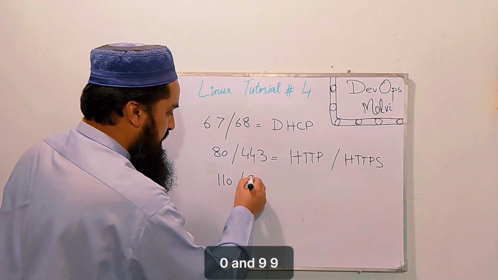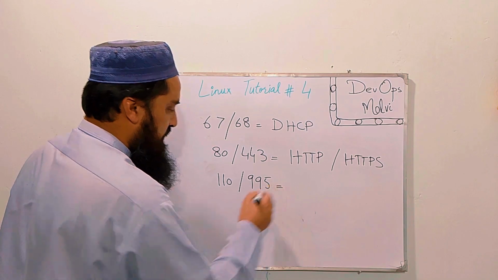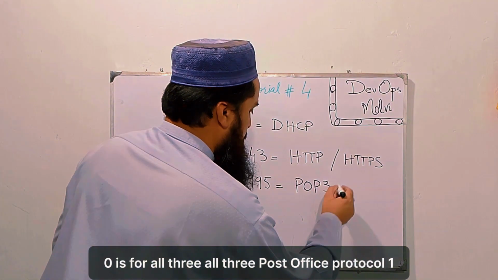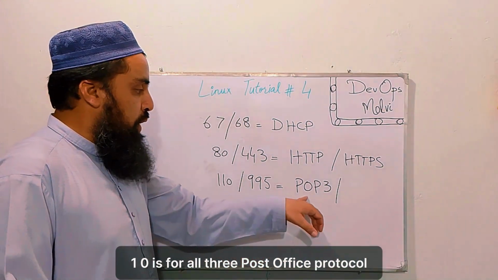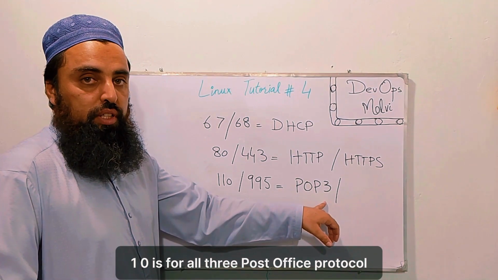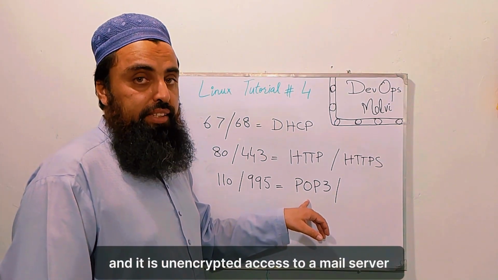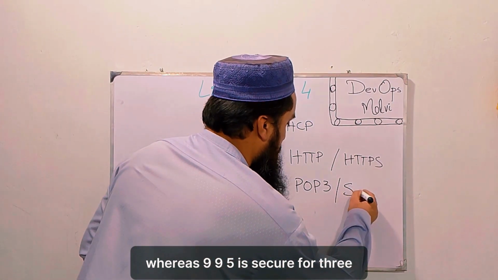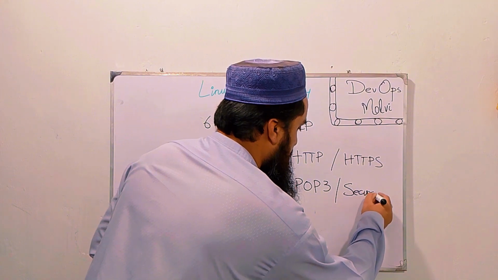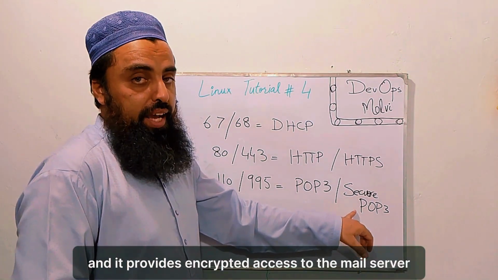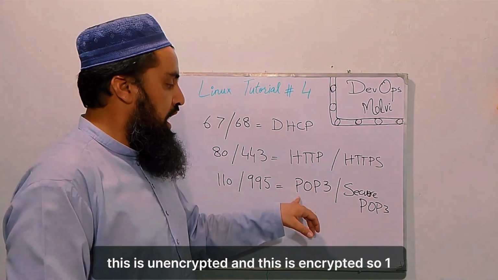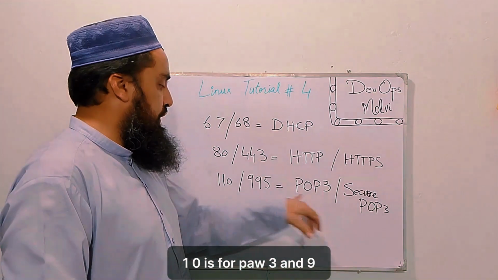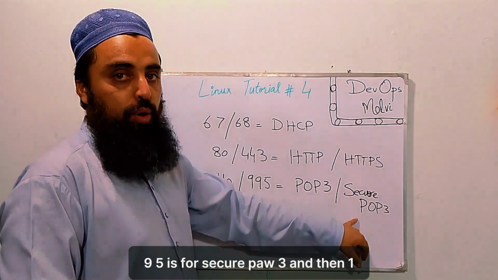Then 110 and 995. 110 is for POP3, Post Office Protocol, and it is unencrypted access to a mail server, whereas 995 is secure POP3 and it provides encrypted access to the mail server. This is unencrypted and this is encrypted. So 110 is for POP3 and 995 is for secure POP3.